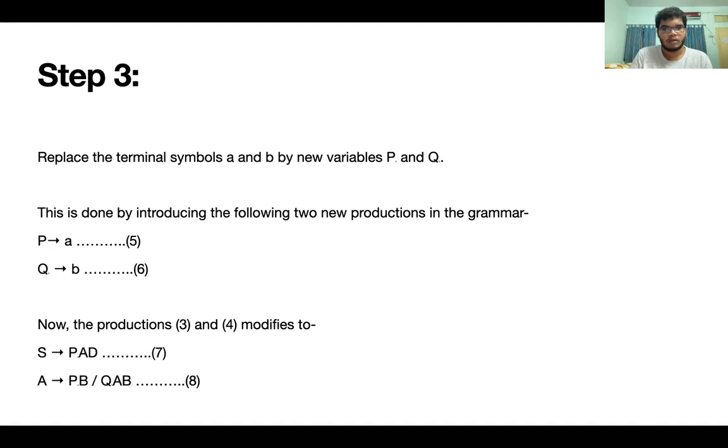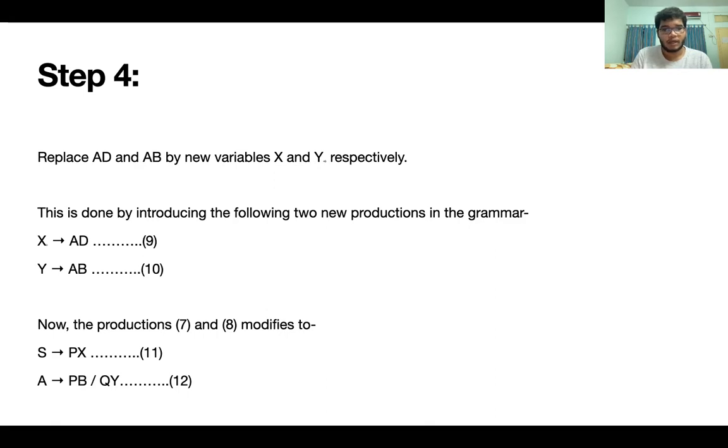To do that, we need to replace the terminal symbols a and b by two new variables P and Q. This is done by introducing two new productions in the grammar: P gives a and Q gives b. Now the productions are modified to S gives PAB, while A gives PB and Q A B. Still, it is not in Chomsky normal form because there are three symbols.